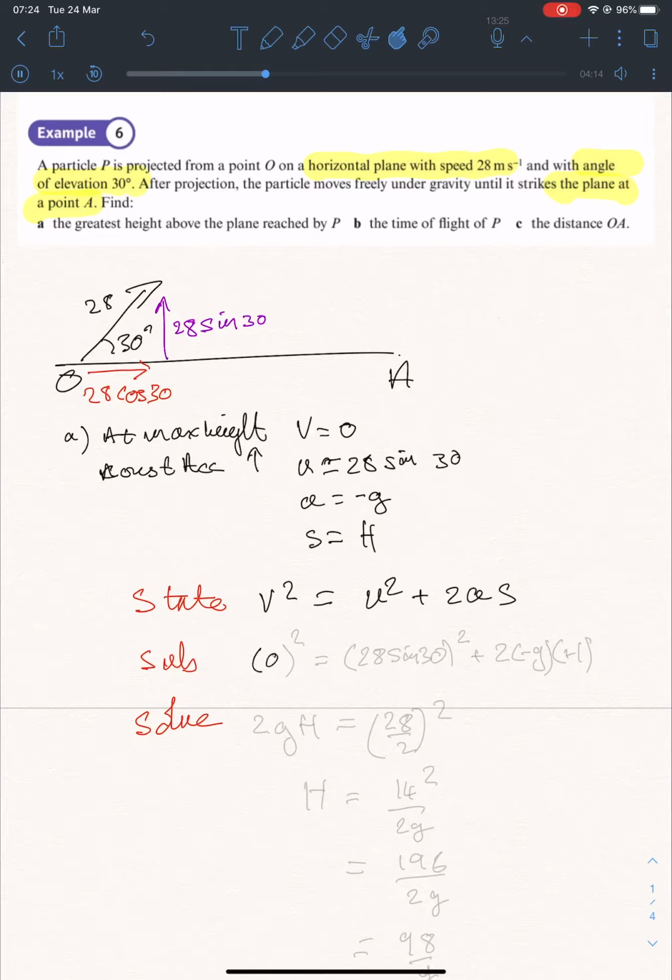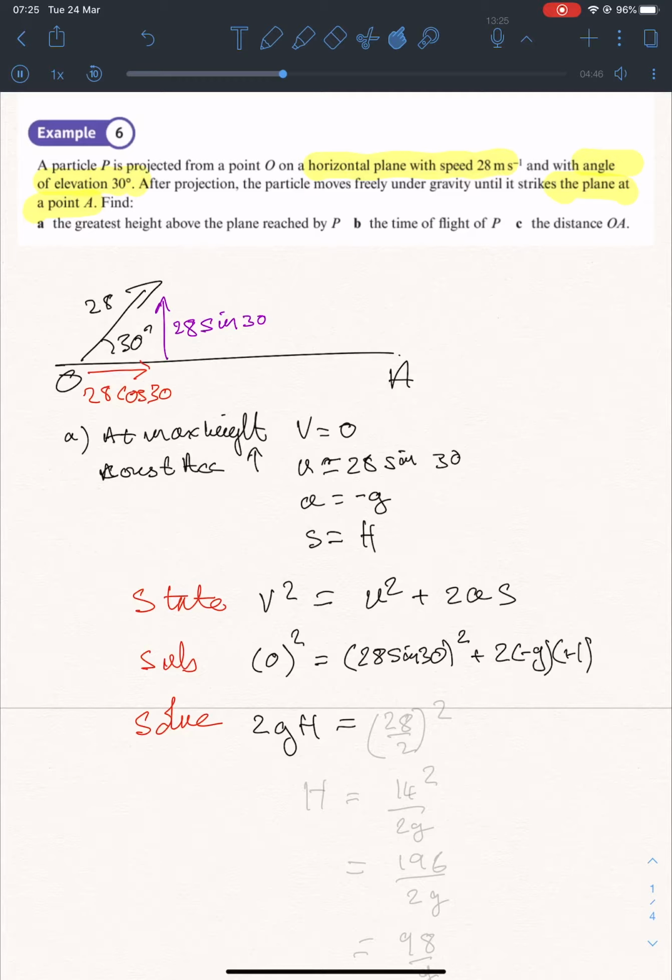V squared is 0. U squared is 28 sine of 30 squared plus 2 negative g h. Taking care to substitute everything in a bracket as usual. So now we've got to work that out. 2gh gets added across. What we do to one side, we do to the other.